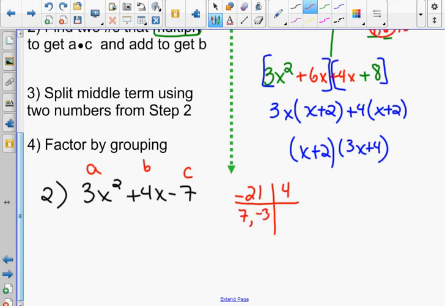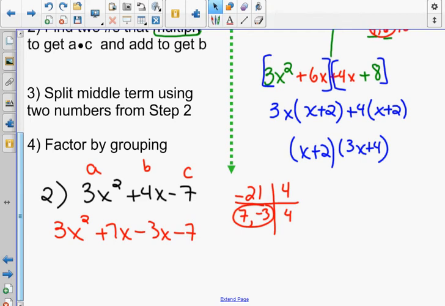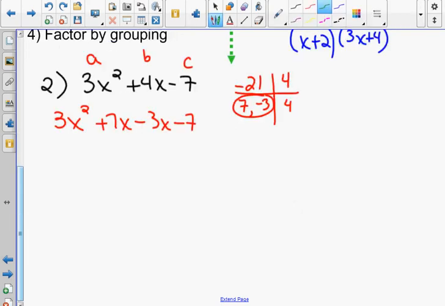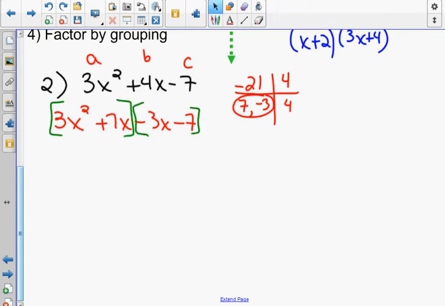So let me double check. 7 times negative 3 is negative 21. 7 plus negative 3 is going to give us a positive 4. So I'm going to split this middle term. So I'm going to have 3x squared plus 7x minus 3x minus 7. Now we're going to group this polynomial here. So the first two terms and the second two terms. The GCF of the first group is going to be just an x. And what I have left over is going to be a 3x plus 7.